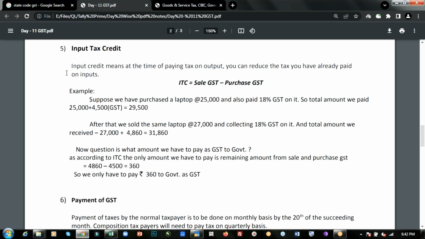Repeating this once again, input tax credit means at the time of paying tax on output, you can reduce the tax which you have already paid on the inputs. Means if you are paying the tax at the sale time, you can reduce the tax which you have already paid at the time of purchase. Whenever we purchase a product, we pay the GST and the product amount to the creditor or vendor. In a company, if we sell those items and collect GST, we can reduce the tax which we paid at the time of purchase. It is simple.